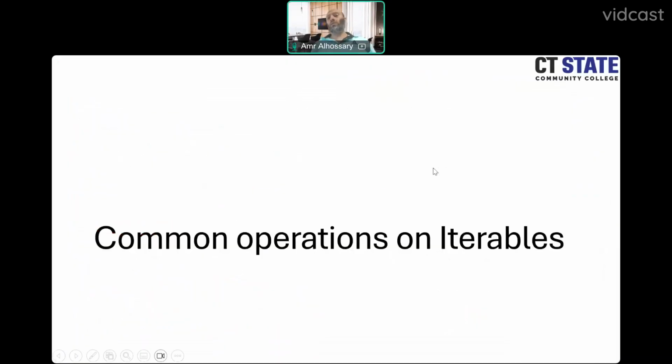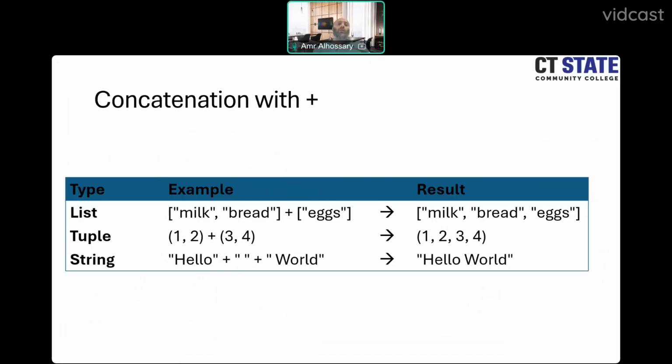Common operations that can be done on iterables. The first operation is concatenation. This is straightforward. A list containing two items plus a list containing one item can be a new list containing three items. A tuple that contains two items plus a tuple containing two items will be a new tuple that contains four items. String hello plus string space plus string world can become hello world. Straightforward. Let's try that.